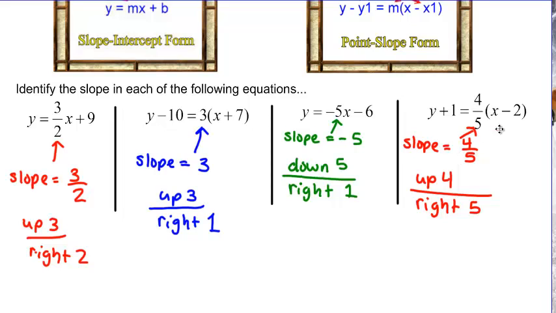Now, on the equation on the far right, y minus y1 equals m times x minus x1, the number that's in the place of m is 4/5, so our slope is 4 over 5, meaning that we would move up 4 and right 5.